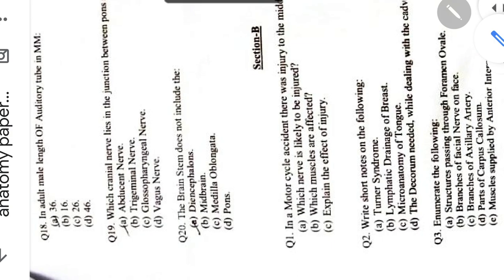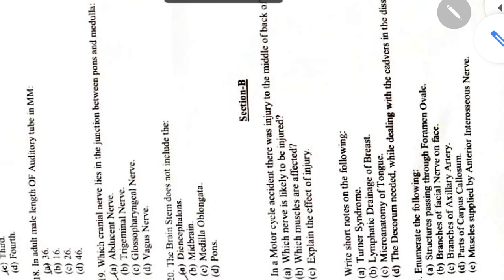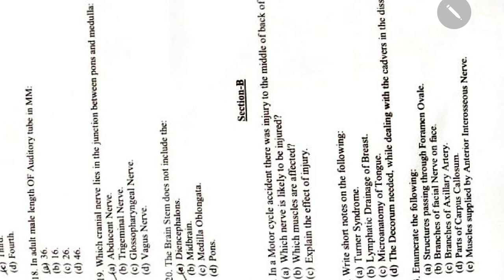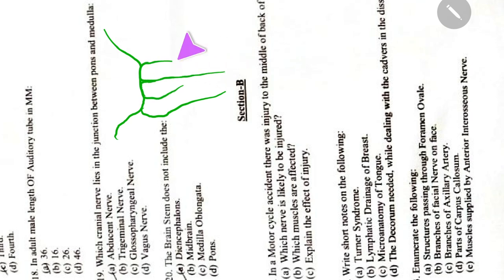Now question number 19: which cranial nerve lies in the junction between pons and medulla? It's easy. Between pons and medulla, the nerves arising are the 6th, 7th and 8th. So the answer here will be the 6th cranial nerve, the abducens nerve.